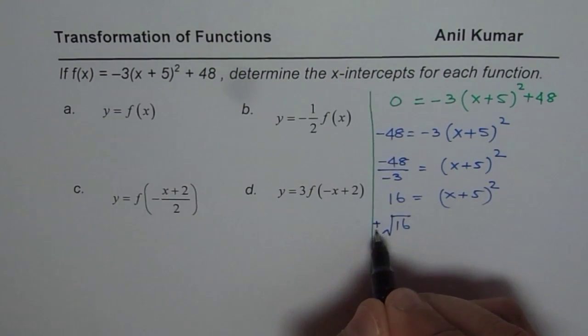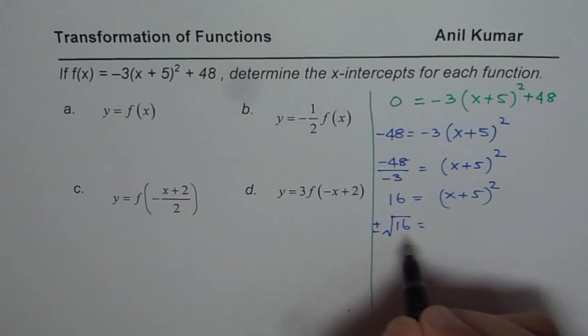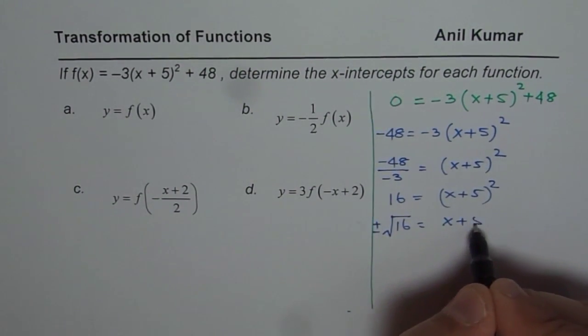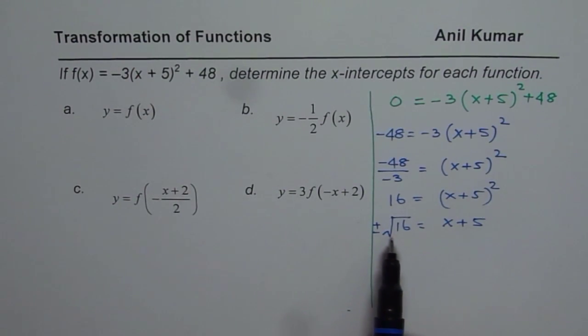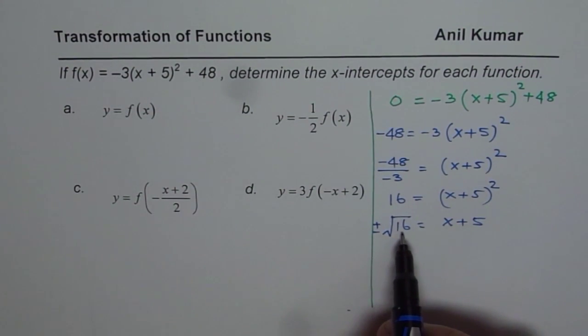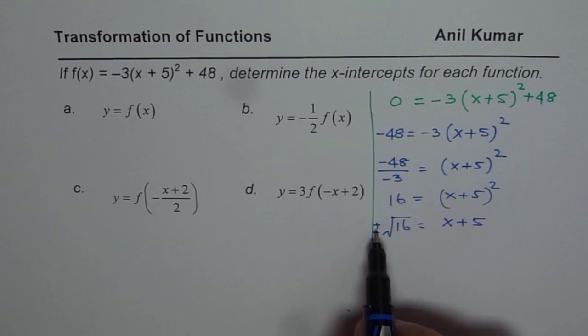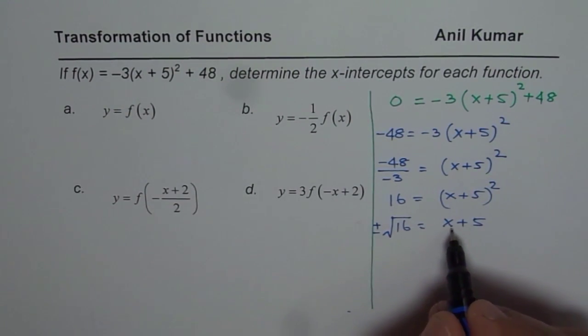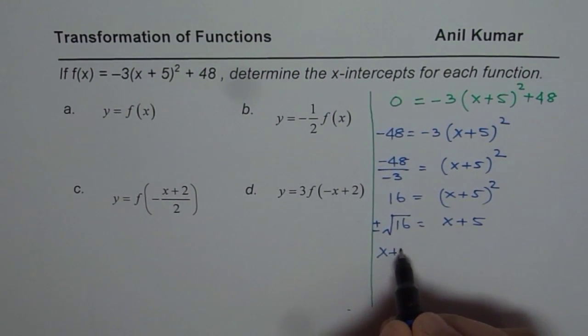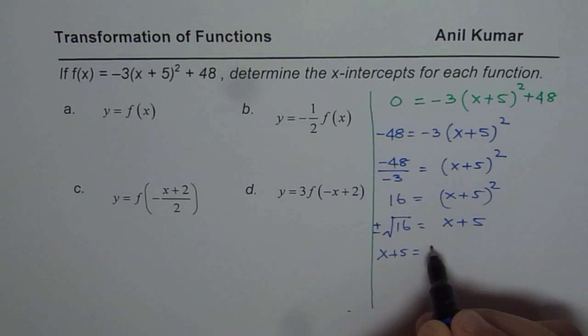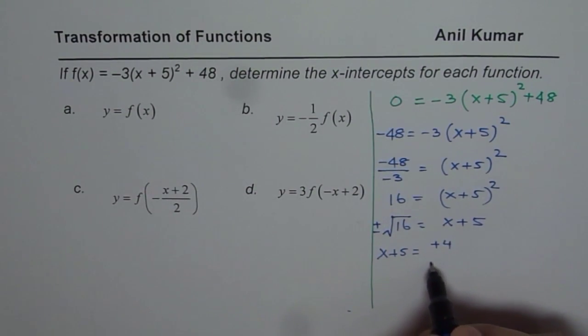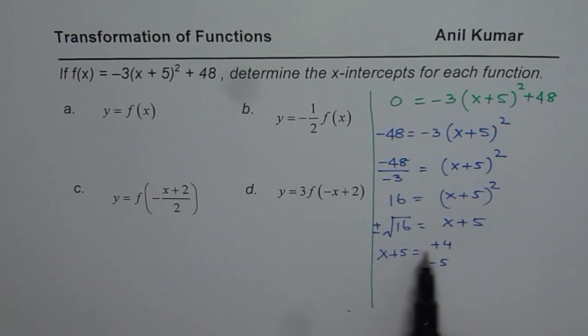But whenever you square root, do plus and minus. That could be a mistake at times, right? So we are looking for two solutions. And we know square root of 16 is 4, so we are looking for plus and minus 4. So let me write this equation as x plus 5 equals either plus 4 or minus 4. Is that okay? So we are looking for two separate solutions.